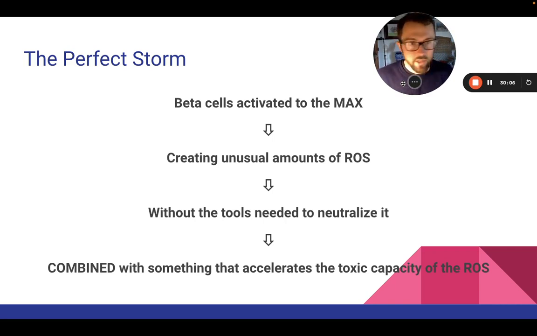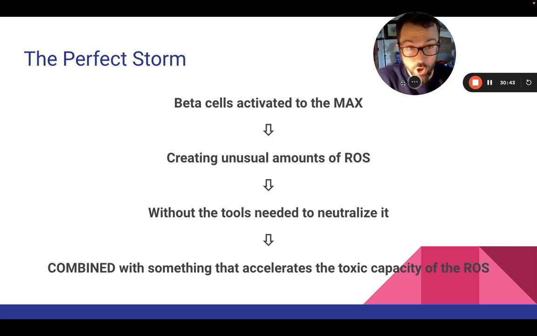So beta cells are activated to the max all the time, creating unusual amounts of ROS because our foods have been modified in a way that we are just overridden with processed carbs, processed foods, enriched foods, what have you. Meanwhile, they've been processed with all of those accelerants, and they've had the nutrients, the tools, the plant compounds removed, so that we're creating a lot of waste, and we don't have anything in place to neutralize the waste.